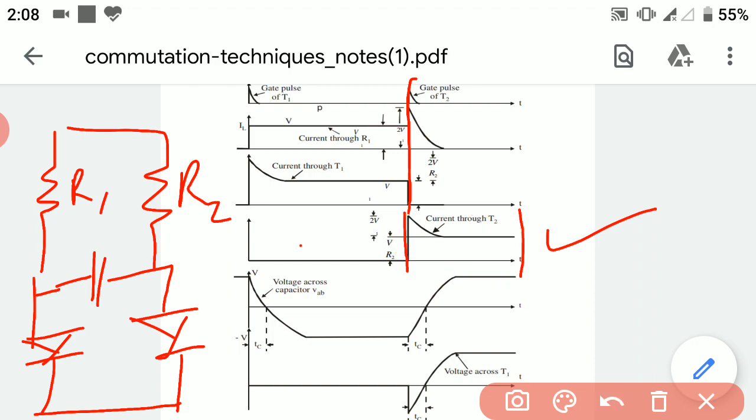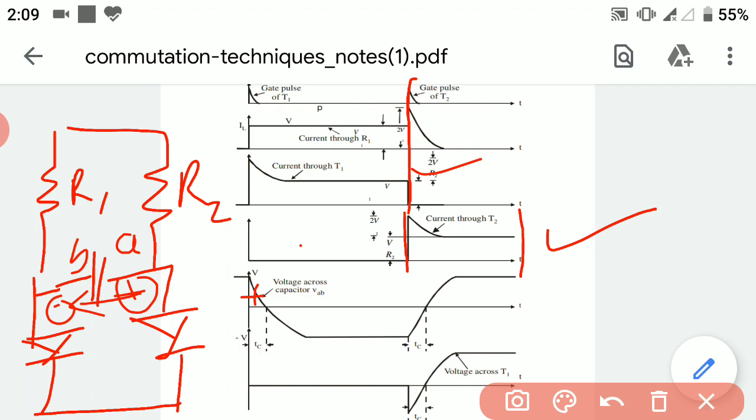Now how does this actually happen, as we discussed in the circuit diagram. This is our capacitor. Here we have capacitor plate A and plate B. As the current flows through the thyristor like this, A will be at positive potential and B at negative potential. So as long as A is at positive potential, that is the positive polarity of the voltage across the capacitor, the thyristor T1 is conducting.